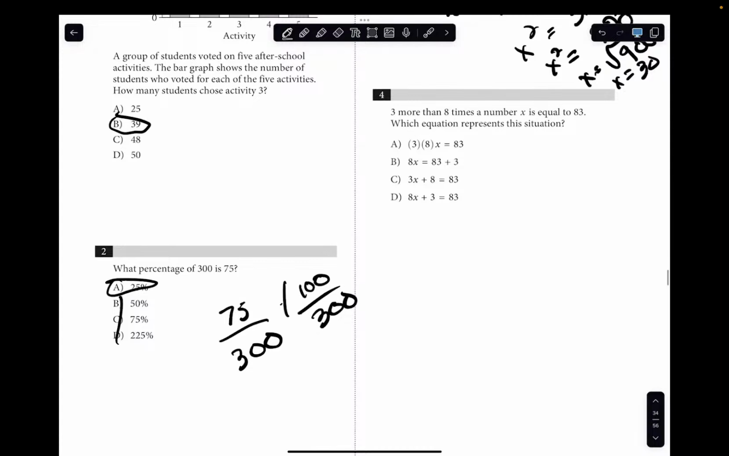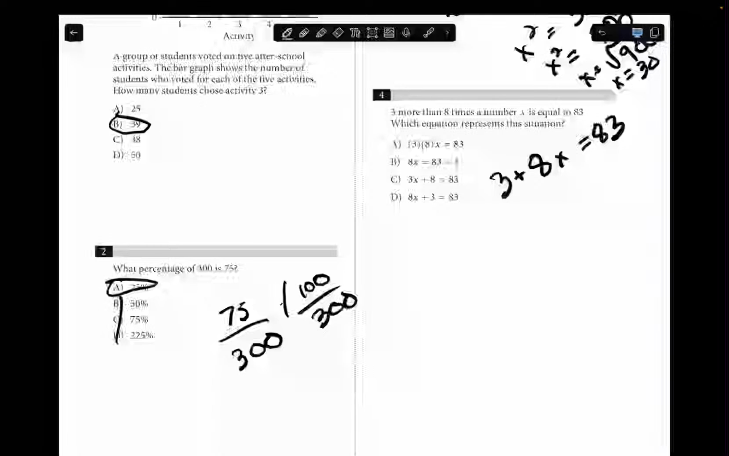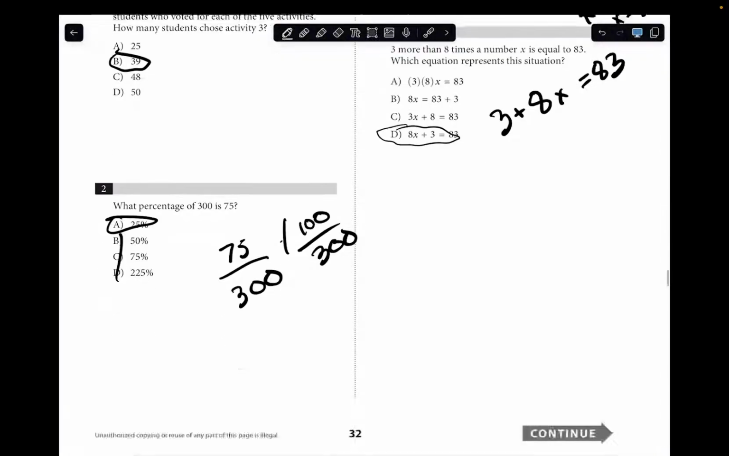3 more than 8 times the number x, right? So 3 more than 8 times the number x equals 83. What's an equation that represents this? It's written slightly differently, but D, right? 8x plus 3 equals 83.